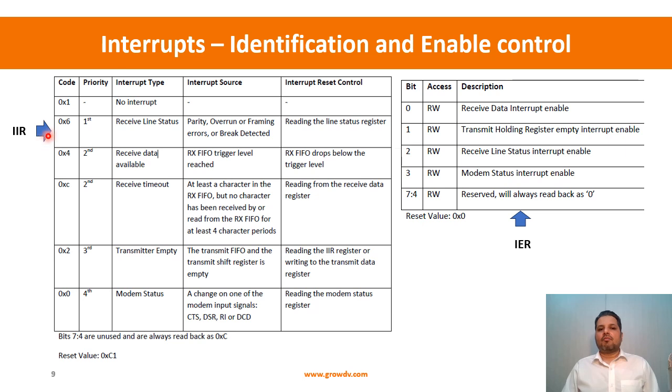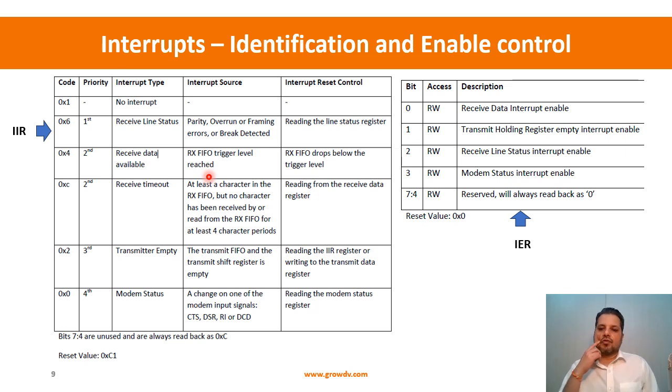Then first time when you read, you'll get this one, and then let's say you follow it up with the line status read. So the IRQ will still remain asserted, right? And then next time when you read the IIR register, you will be able to see that it is receive data available. Then you will read the code of hex 4. Okay, and then it says that RX FIFO trigger level reached.